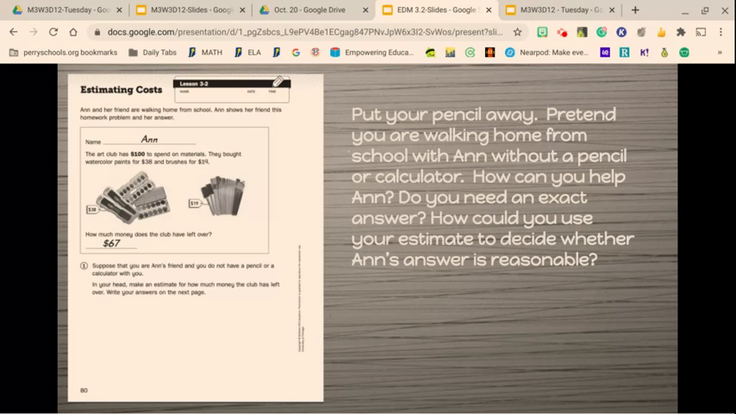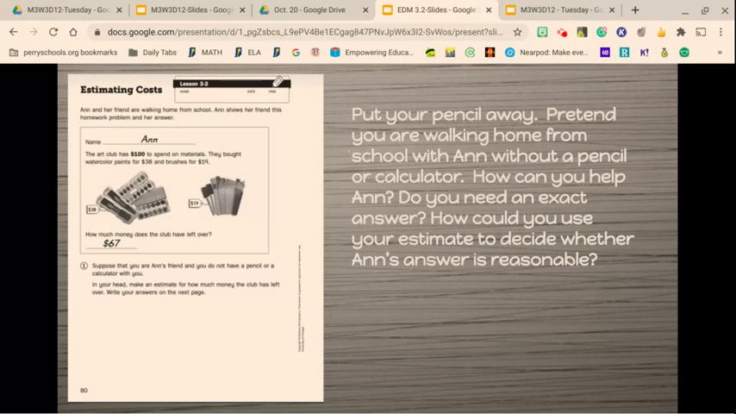So what you're going to be doing is you're going to be thinking in your head. Suppose that you're Anne's friend and you don't have a pencil, you don't have a calculator. In your head, you're going to make an estimate of how much money the club has left over. You're going to write your answer on the next page. So we're thinking about, how can I get a close number to 38? How can I get a close number to 19?